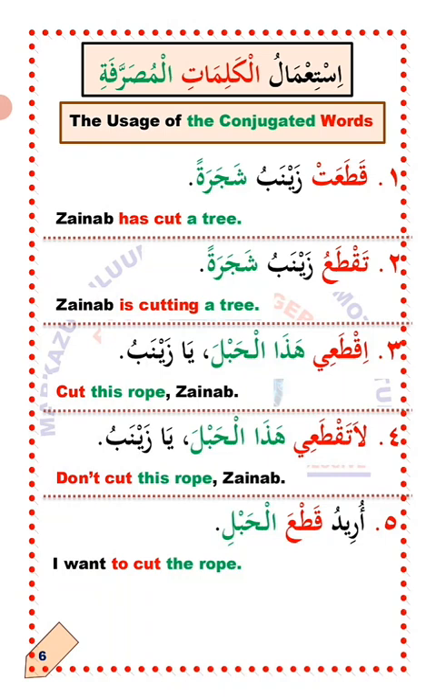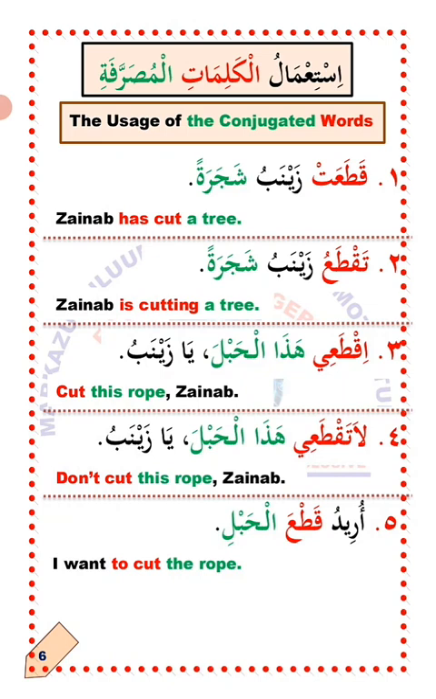Isti'malul kalimat al-musarrafa. Now the usage of the conjugated ways, the derived ways. So how do we make use of them in a meaningful sentence? Wahid, number 1. Qata'at Zainab shajara. Zainab has cut a tree. So qata'at is an example of fi'ilun madin. Ithnan, number 2. Taqta'u Zainab shajara. Zainab is cutting a tree. So taqta'u is an example of fi'ilun mudaru.